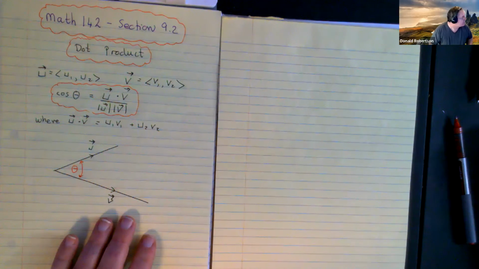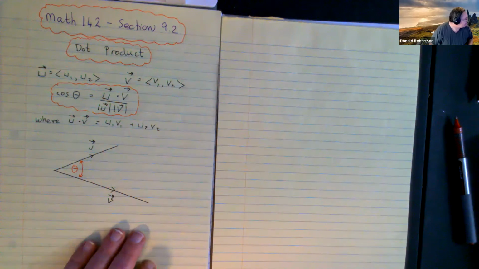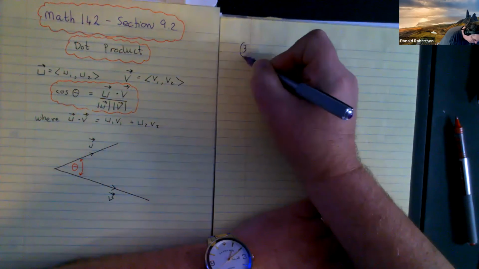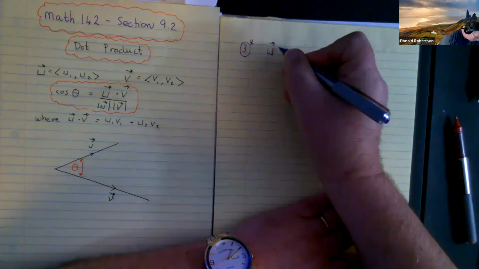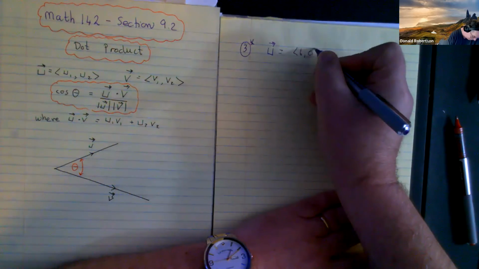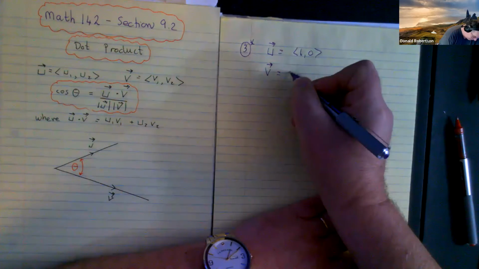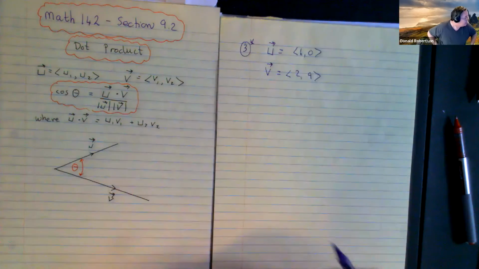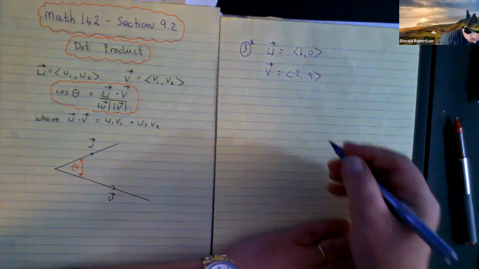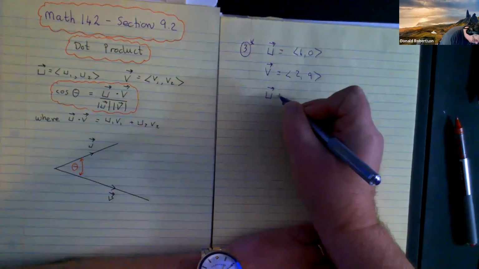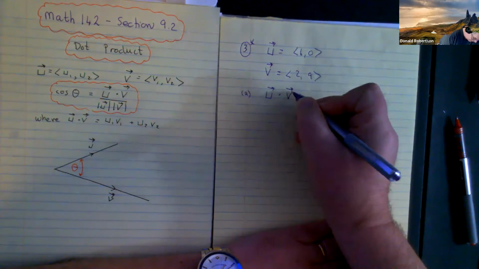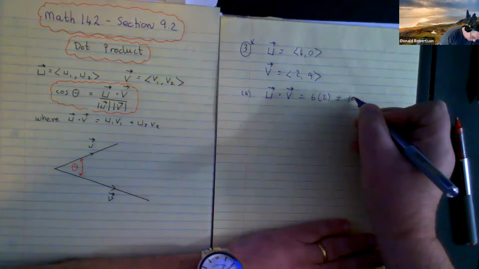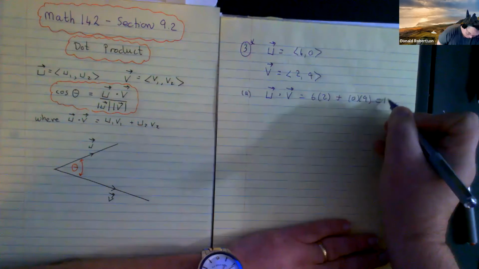I'll scroll up, I've got all the questions here. Okay, question 3. u is the vector (6, 0). v is the vector (2, 9). We're being asked to find the dot product and then the angle between them, theta. So I might as well just do that first. It's question A. And so that's 6 times 2, add 0 times 9. And that ends up being 12.